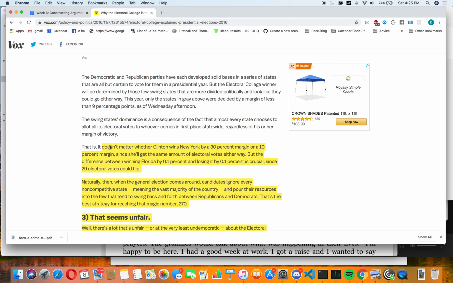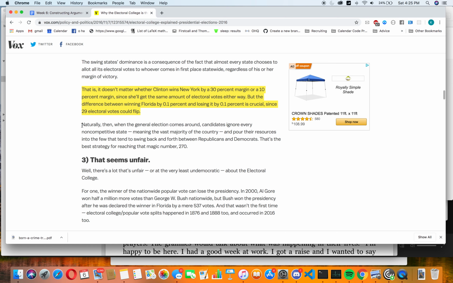He pretty much says that no matter what the margin is of a candidate in this paragraph, you essentially win by the same amount. So it doesn't matter if you win a state by 30% or 10%. That's going to be something really important that we can keep in mind for later if we want to do further research. If we read into this further, he also says something really interesting about how candidates ignore every non-competitive state, right?